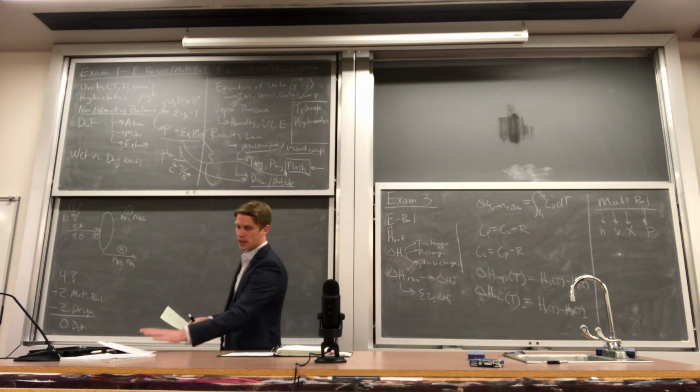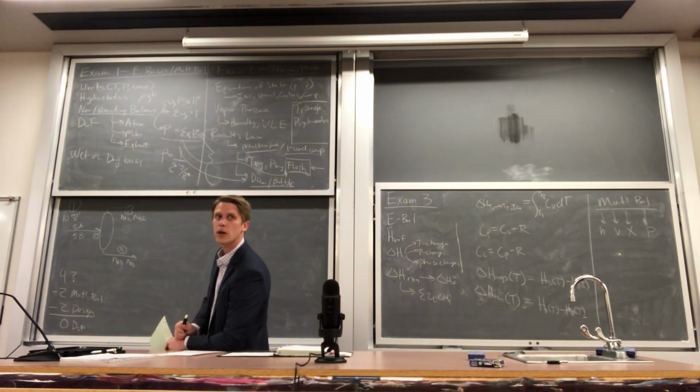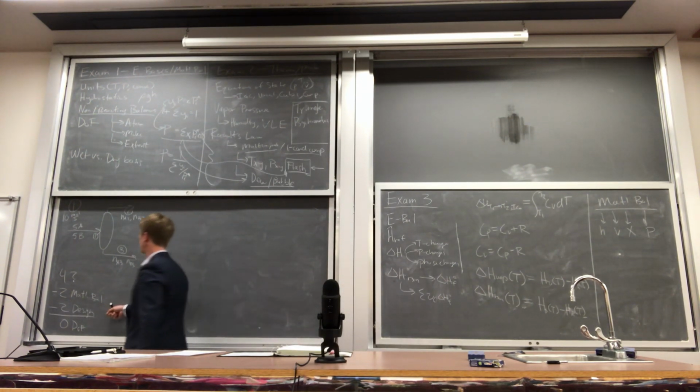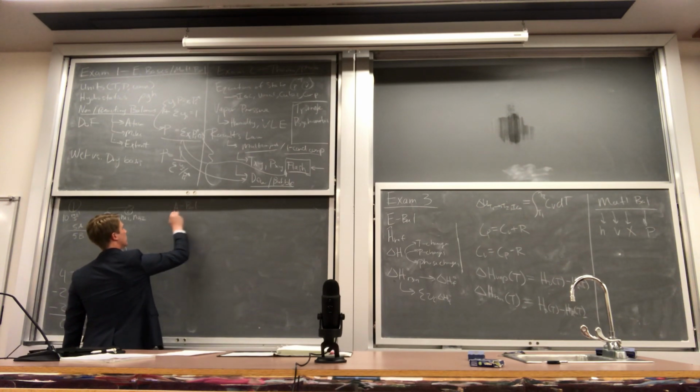So the first design specification: 80% of A is recovered in the top stream. Now here's the hard part. How do I translate this into an equation that I can substitute into my A balance and B balance? In fact, let's jump the gun and write out the A balance and B balance.